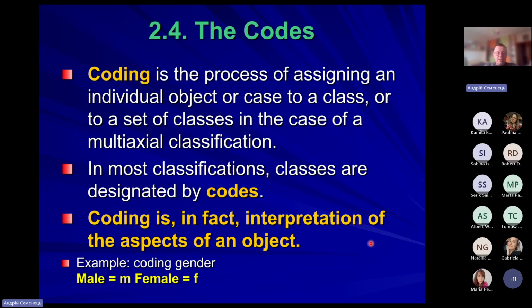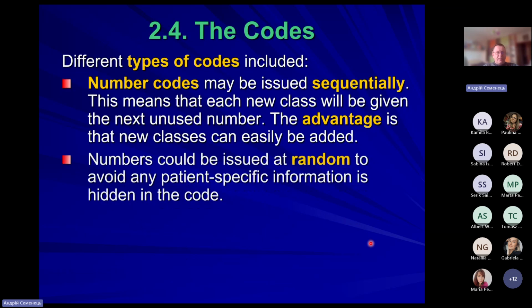So a simple coding example: gender coding. In case of two genders, male and female, M and F. Let's say this is an example of coding. Okay, not considering non-binary things, etc.